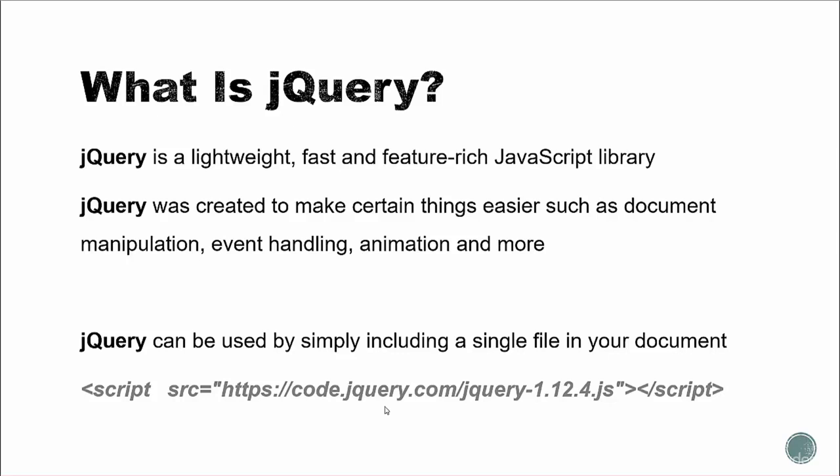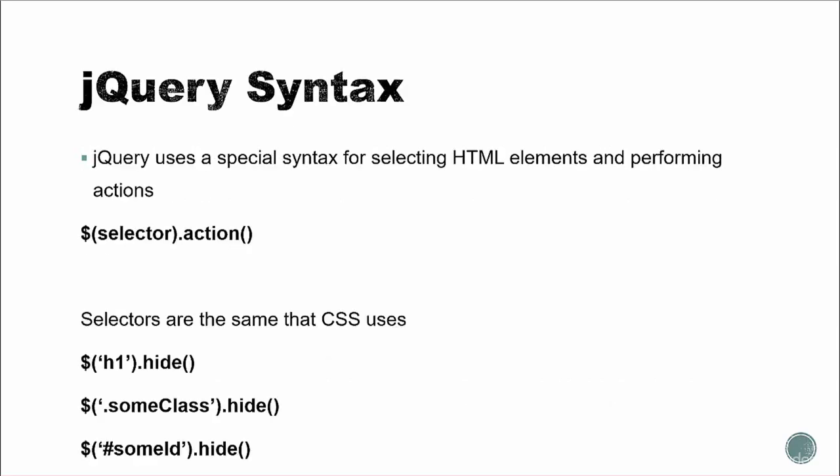If you want, you can download it and include it in your project file structure. So jQuery uses a special syntax for selecting HTML elements and performing actions. jQuery is represented by a $ sign, you can see here, and essentially every selector will look like this. You'll have the selector wrapped in parentheses with a $ sign. Now, all of the same selectors we use for CSS can be used in jQuery.